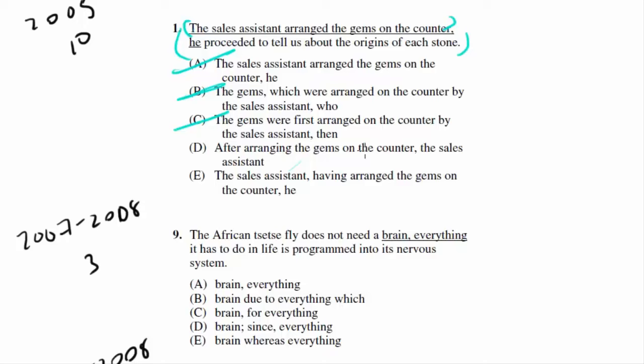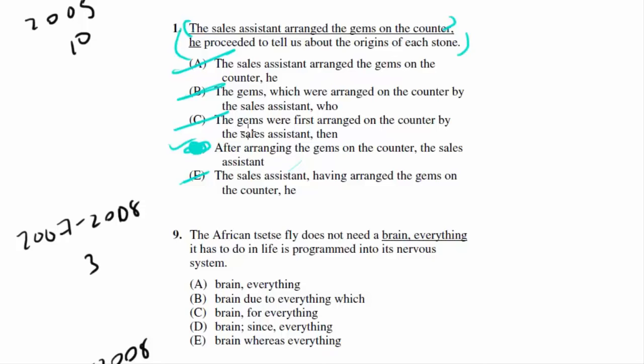After arranging the gems on the counter, the sales assistant proceeded to tell us about the origins of each stone. Yeah, so this one doesn't preserve this as an independent clause. It actually makes it subordinate, a prepositional phrase modifying the sales assistant. So that's good. That's a fine way to fix it. The sales assistant, having arranged the gems on the counter, he proceeded to tell us. So this is a fragment, messed up choice. Best choice here is D.